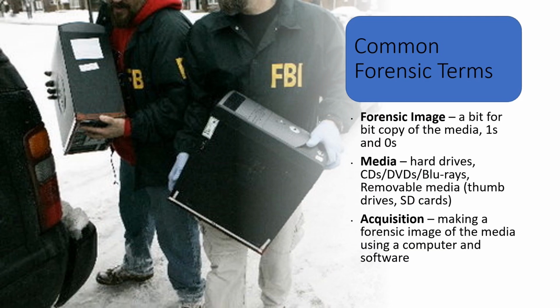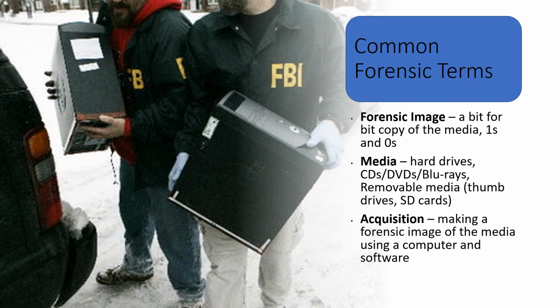So let's talk about some of those common forensic terms. Let's talk first about a forensic image, or an image. An image is a bit for bit copy. It's an identical copy of the media that's being acquired. All those ones and zeros. It is sometimes called a mirror copy or a mirror image. It's basically the exact same thing, right?